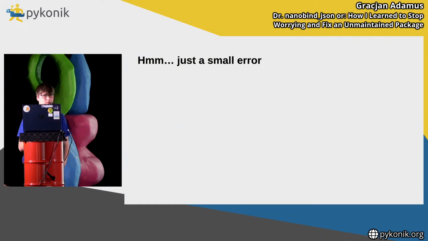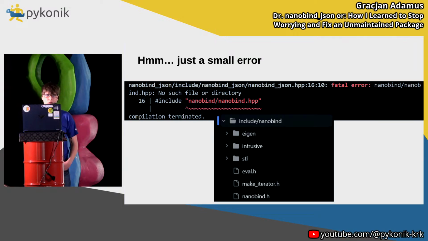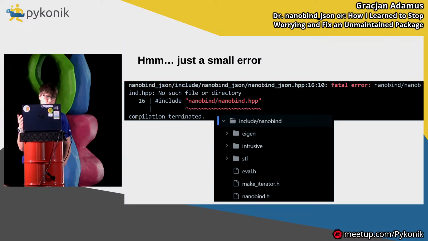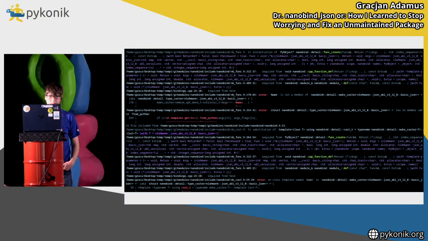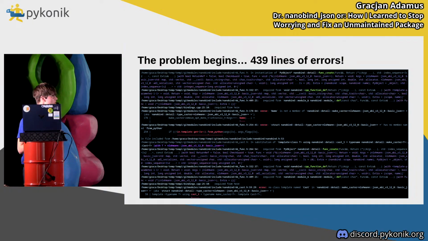Well, we got a small error that it couldn't include the nanobind header. And when we look into the nanobind repository, we see that the main header is .h, not .hpp. OK, let's change it to .h and see what happens. A lot of errors. 439 lines of errors, actually.